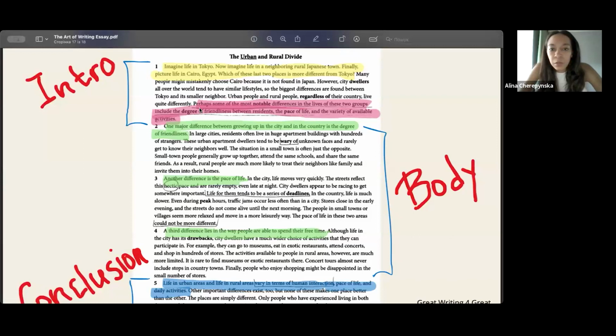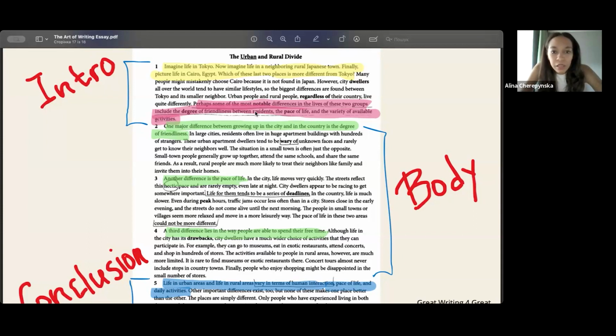Perhaps some of the most notable differences in the lives of these two groups include a degree of friendliness between residents, the pace of life, and the variety of available activities. So we have mentioned 3 issues or 3 points. These ideas we're going to cover in the body. Paragraph number 2, and it's the first paragraph in the body. With the green one, we highlighted a topic sentence. One major difference between growing up in the city and in the country is the degree of friendliness.